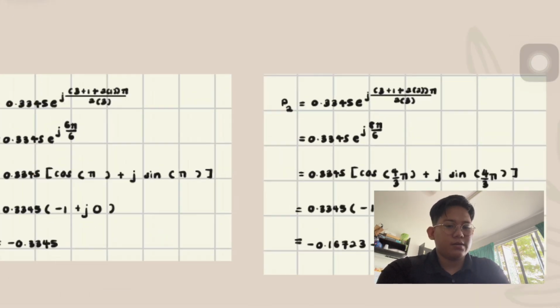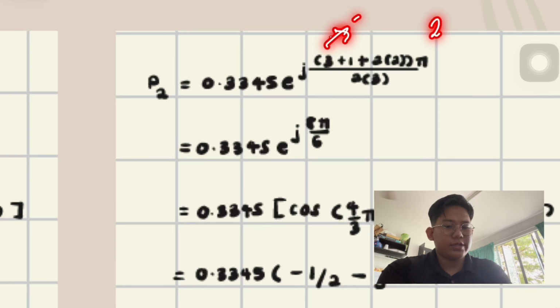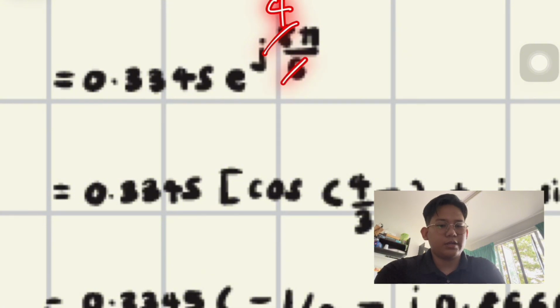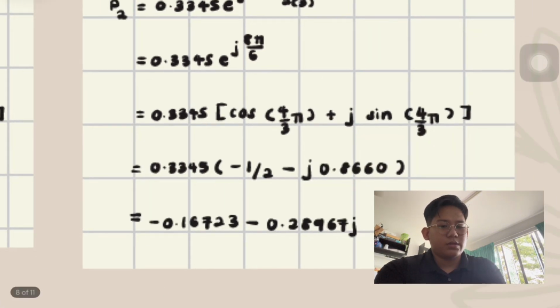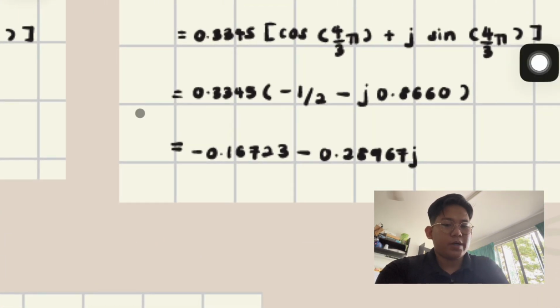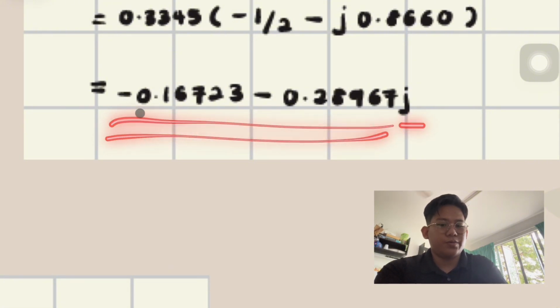And the last one, small n, I change the n with 2. So we got 8 over 6, which can simplify to 4 over 3. Do the same as before. Cos 4 over 3, we got negative 1 over 2. And sine 4 over 3, we got 0.8660. Multiply with 0.3345, our omega c, and we got this as the value.